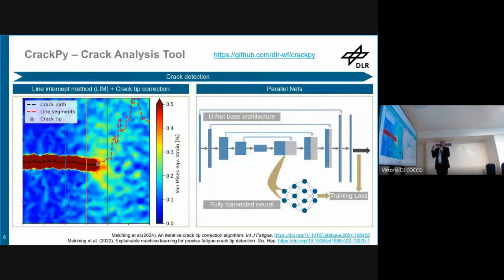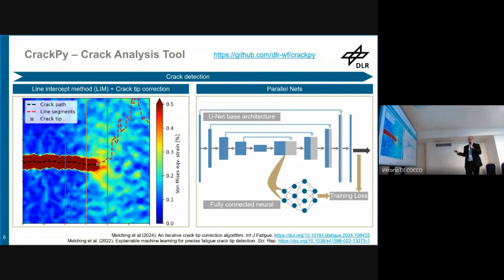A method that enables all this is the crack detection during the experiment. The crack tip position, and especially the crack orientation, is the most important information in fracture mechanics for quantitative evaluation of DIC data. And therefore, we have two redundant methods. One method is the so-called line intercept method, combined with a crack tip correction module. Here we look for displacement gradients in the y direction, and determine after that the crack tip position. More details on this method will be given later by Dr. Melching, so please stay tuned.